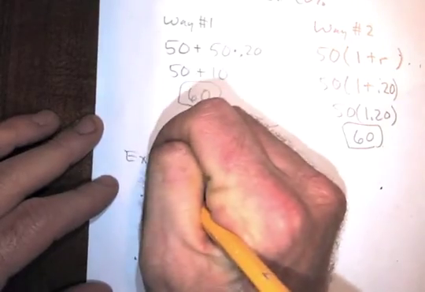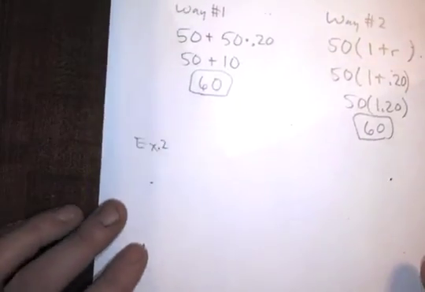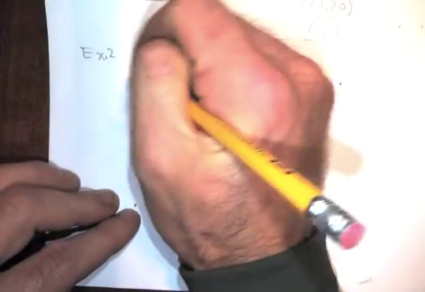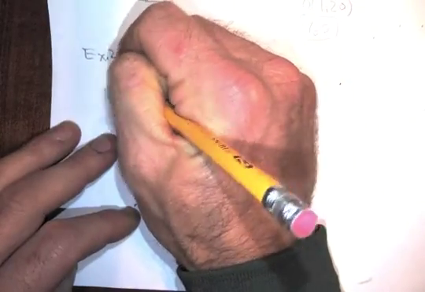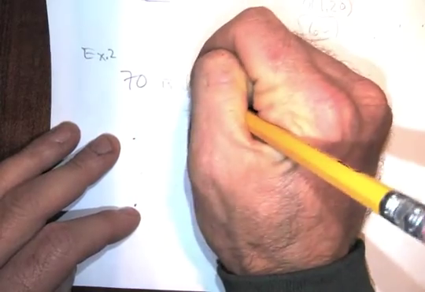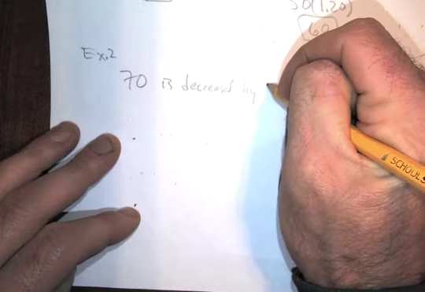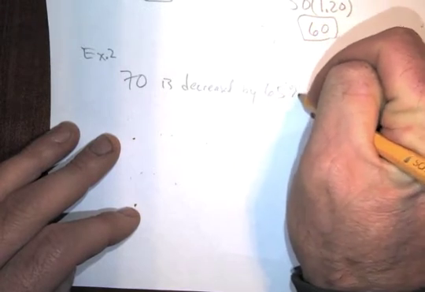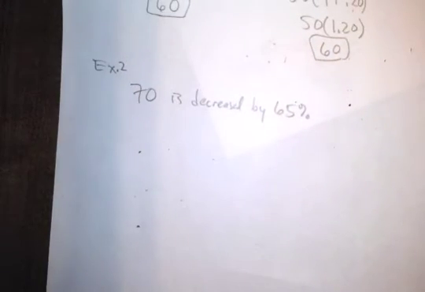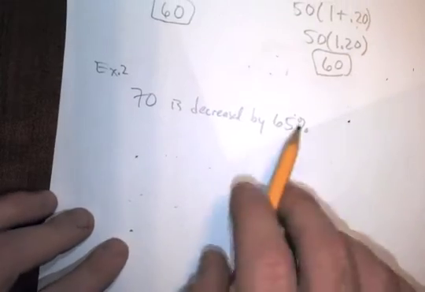Okay, one more example. Make sure you're turning in your notes today with your assignment for 4 points credit on that too. Let's do a decrease. 70 is decreased by 65%. Okay, so quite a decrease. It's going to more than cut it in half. It's going to take a lot off.